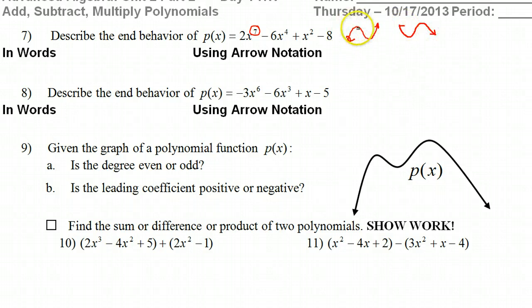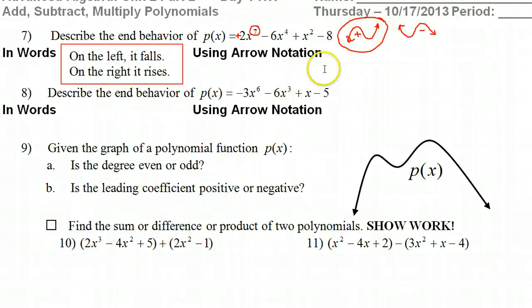A right side up N, this is the positive version. An upside down N, then this is the negative version. But because this is a positive 2, then it should be the right side up N, just like a capital N. So we'll look at this one for the end behavior. On the left it falls, on the right it rises. Okay, on the left it falls, on the right it rises, and so that's what we would put in words.